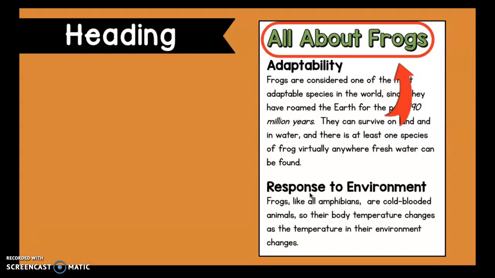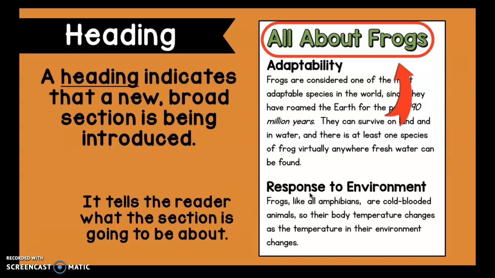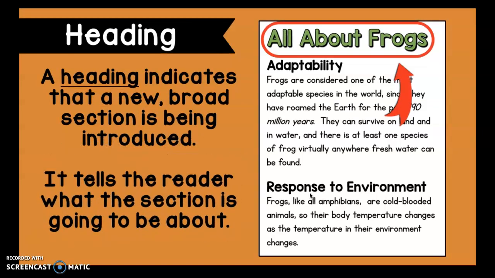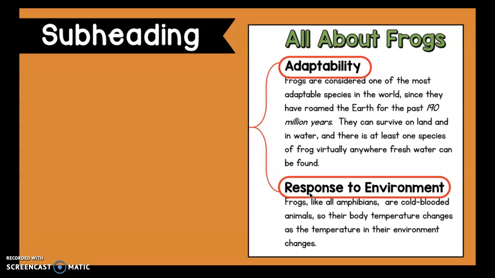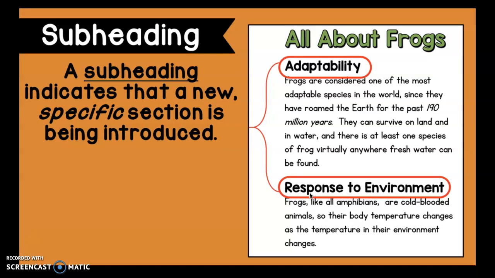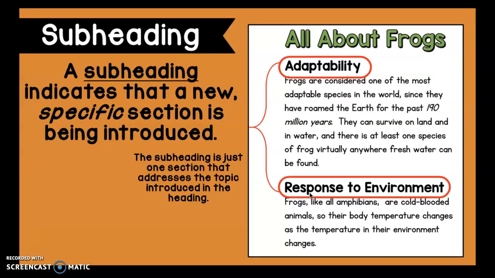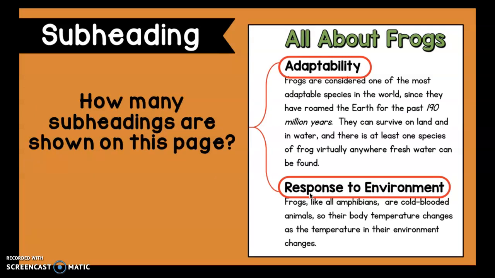Here's headings. Here it is all about frogs. A heading indicates that a new or broad section is being introduced. It tells the reader what the section is going to be about. What is the heading of the section shown on this page? All about frogs. Then you have your subheading. Your subheading indicates that a new specific section is going to be introduced. The subheading is just one section that addresses the topic introduced by the heading. So how many subheadings are shown on this page? Two.